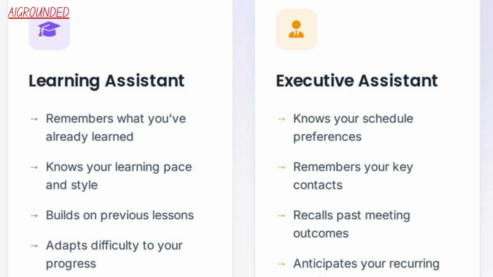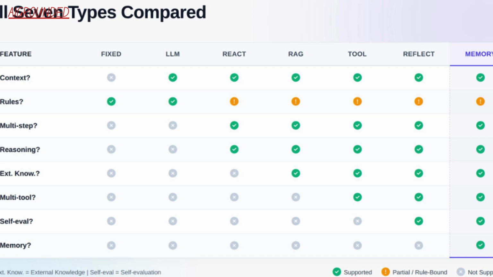A personalized learning assistant that knows exactly what you have already covered, adapts the difficulty based on your progress, and builds each lesson on what came before. And an executive assistant agent that knows your schedule preferences, remembers key contacts and past meeting outcomes, and anticipates your recurring needs before you even ask.